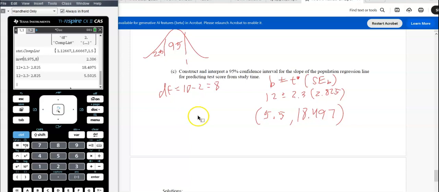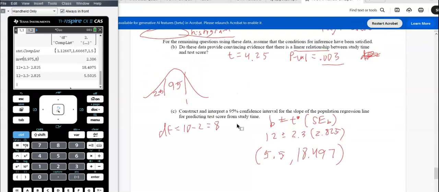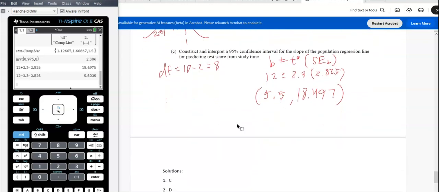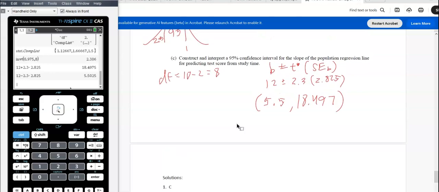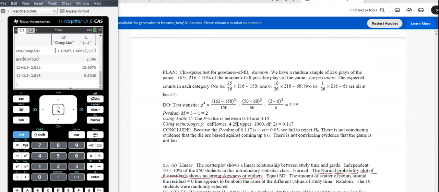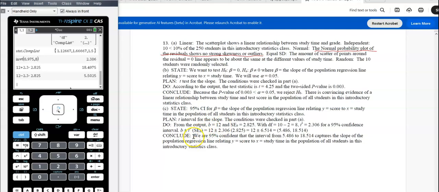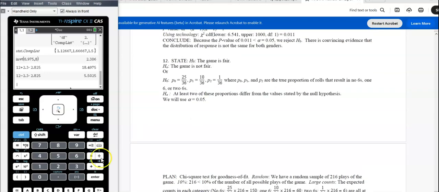So we are 95% confident that the interval from 5.5 to 18.49 contains the true slope of the population regression line for this data in context. Let's see what they said. We are 95% confident the interval for all students in the introductory stats class. Okay, and I think they showed pretty similar stuff. They did define the variables again. We've done that already up there, but always a good idea to define those. And t interval for the slope.